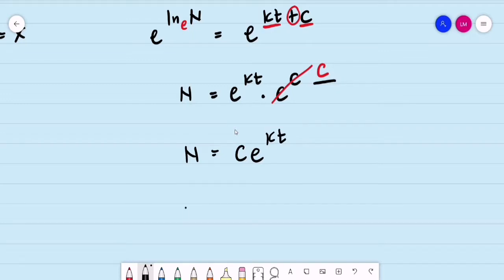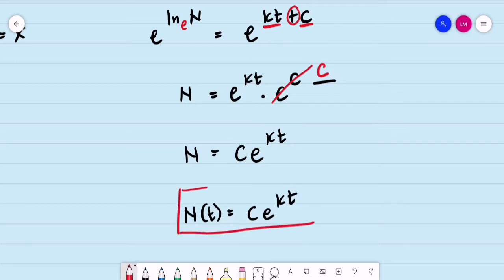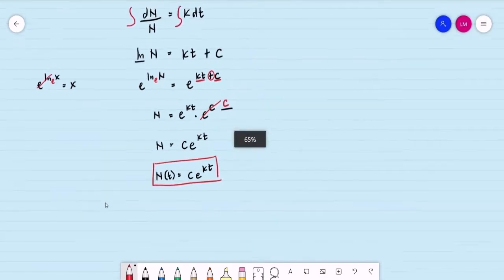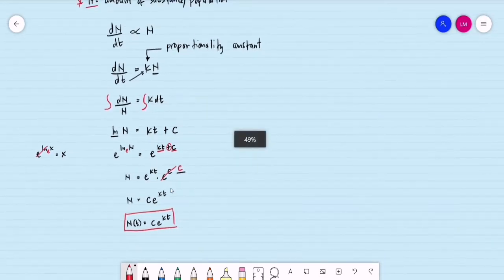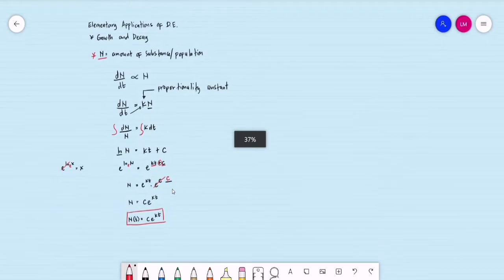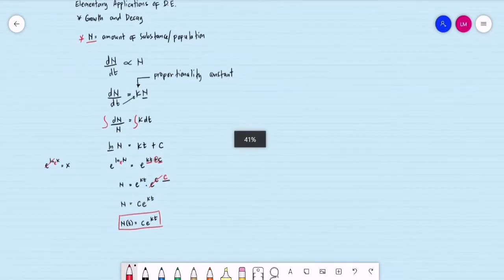So in general, the function of the population in terms of time is now equal to c e raised to k times t. This equation is applicable for growth and decay. So that is one elementary application of differential equations. Let's have an example.